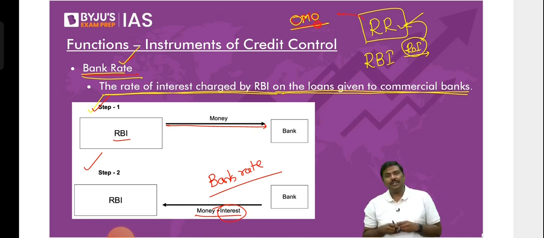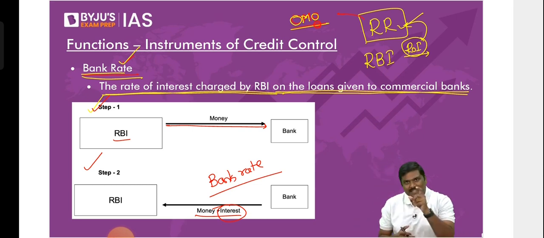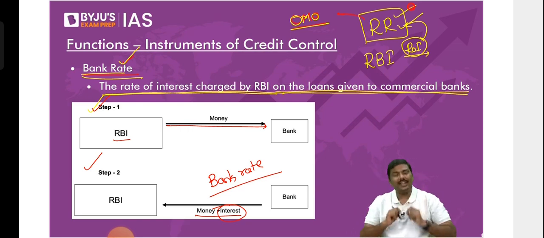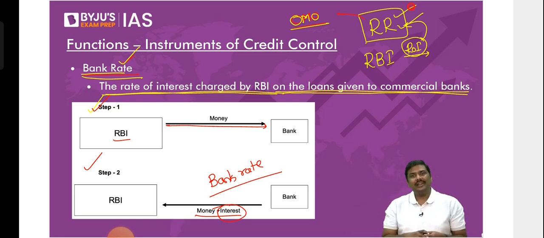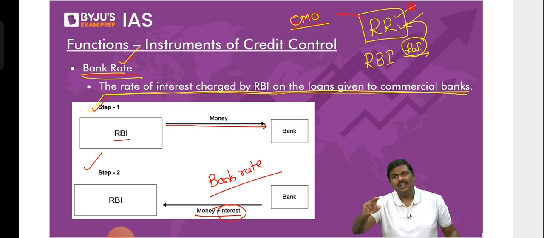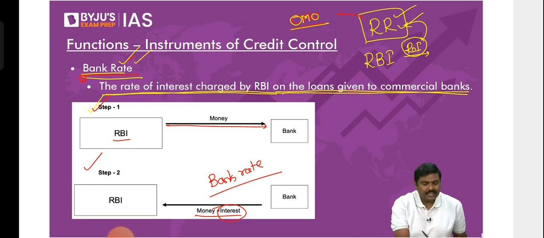What happens in open market operation? RBI sells or purchases G securities. That is open market operation. And does RBI purchase and sell G securities under the repo rate? Yes. RBI purchases and sells G securities under the repo rate. What happens under the bank rate? Under the bank rate, RBI will simply give a loan. That's it. RBI simply gives a loan and charges a rate of interest. And that rate of interest is called the bank rate.